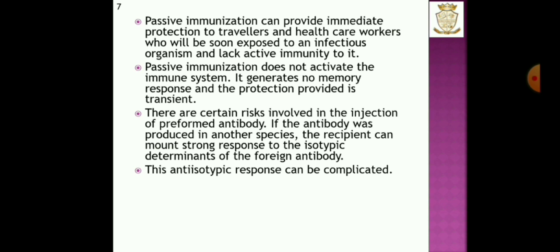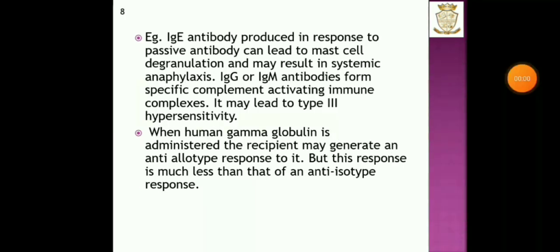There are certain risks involved with the injection of preformed antibody. If the antibody was produced in another species, the recipient can mount a strong response to the isotypic determinants of the foreign antibody. The anti-isotypic response can be complicated. Example, IgE antibody produced in response to passive antibody can lead to mast cell degranulation and may result in systemic anaphylaxis. IgG or IgM antibodies form complement-activating immune complexes. It may lead to type 3 hypersensitivity.